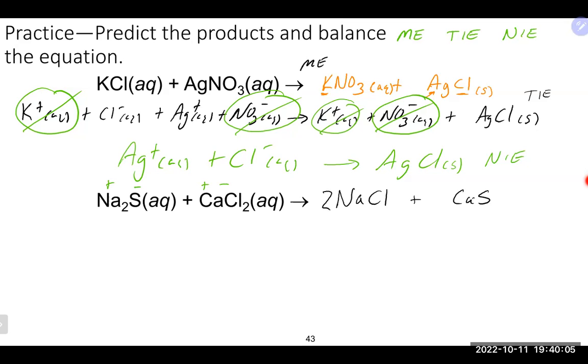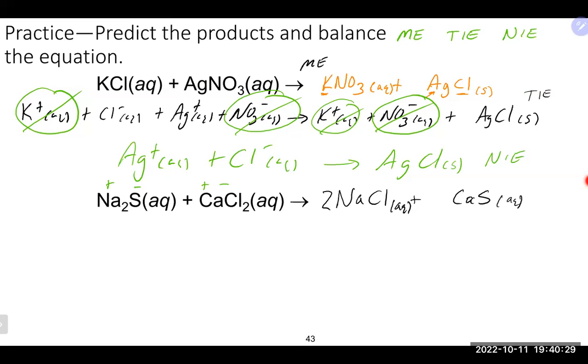Using our solubility rules here, sodium chloride is soluble or insoluble? It is soluble, as soon as we see the sodium. How about calcium sulfide? Calcium sulfide is soluble as well in this case. So they are both soluble. So that would be our molecular equation.